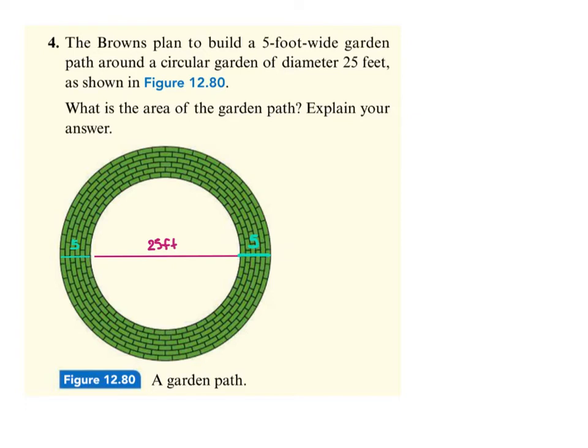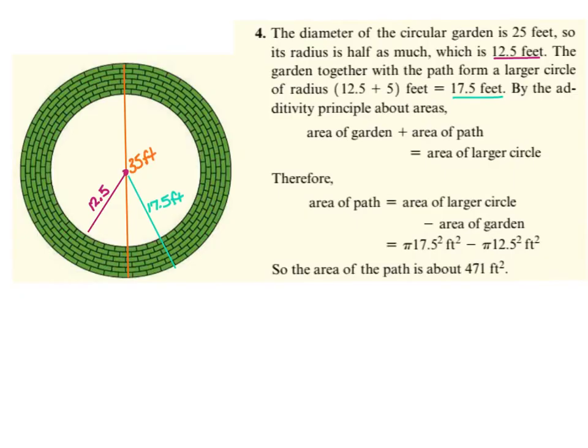So if I look at this, the bricks are 5 feet wide on either side, and then the distance across the garden is 25 feet. So the outer part of this circle would be a distance of 35 feet. The 5, the 25, and the 5, so all the way across. But the inner circle, which is your actual garden, is only 25 feet across. It specifically says here we're looking for area, so we know that we're looking for a two-dimensional measurement.